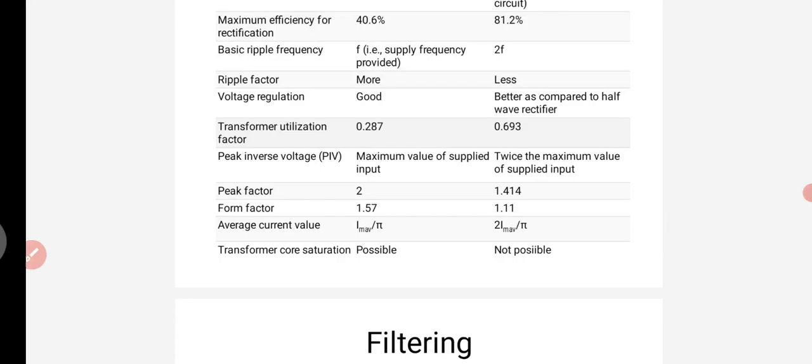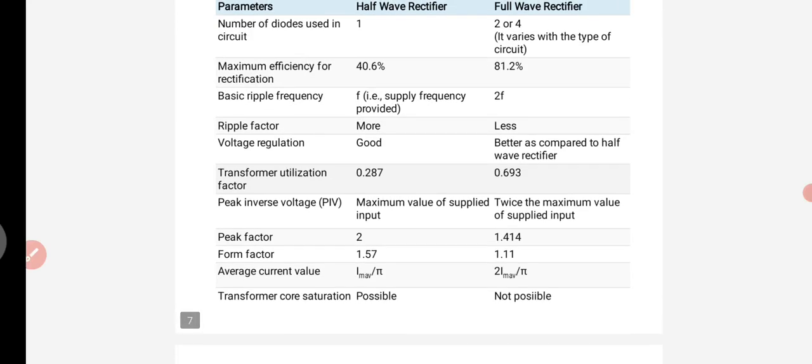Now go for the peak inverse voltage. Here, maximum value of supplied input. Here, twice the maximum value of supplied input. That means the supplied input will be equal to the peak inverse voltage in case of half wave rectifier. In case of full wave rectifier, it will be equal to twice the maximum value of supplied input.